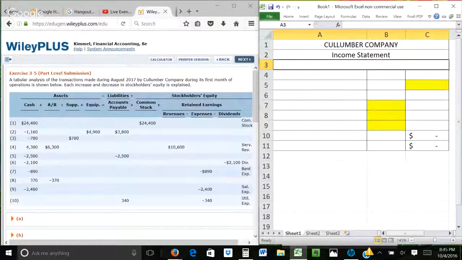Kind of our group's first guinea pig for creating these homework support videos. We're going to be going over Wiley Plus Chapter 3, exercise number 5 in the homework.